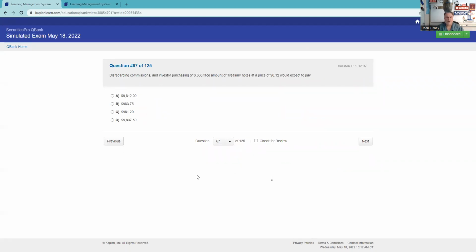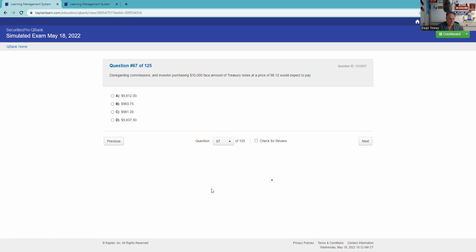Disregarding commissions, an investor purchasing 10,000 face amount notes at 98.2 would be expected to pay. So what I would do here is take my calculator again, and you should definitely know the Treasury is at 30 seconds. So the 98, I think, is kind of easy. There's 10,000 face, so that's going to be 9,800 and something, right? So it's either A or D here.